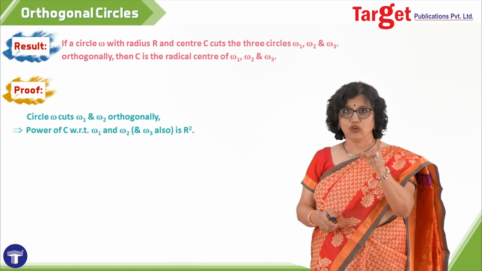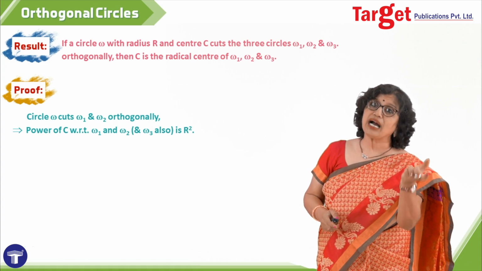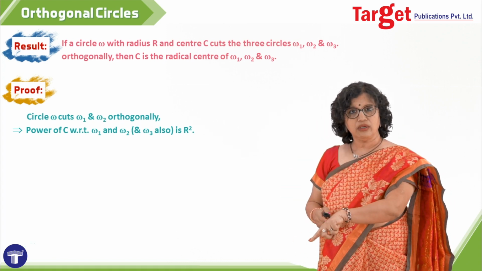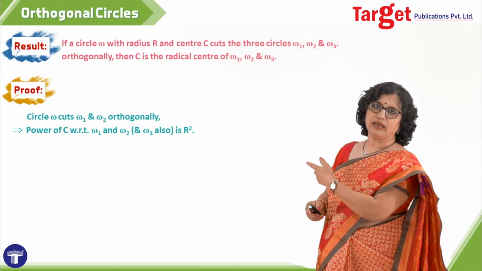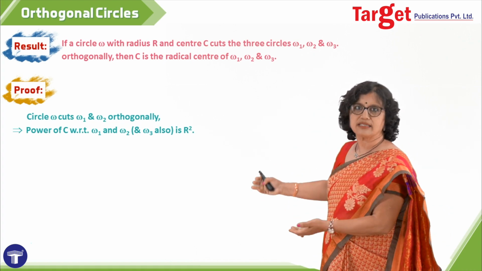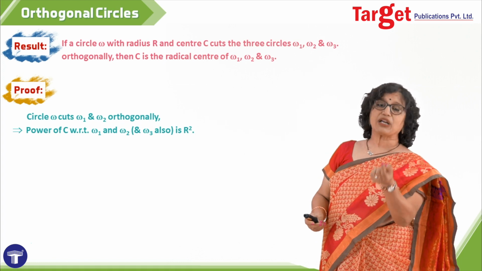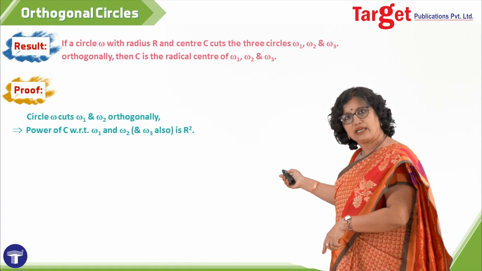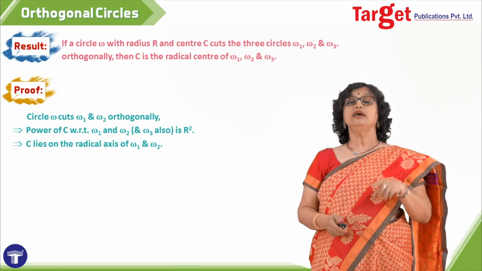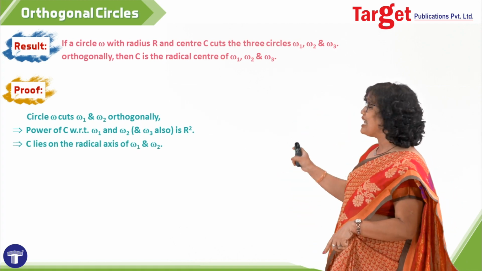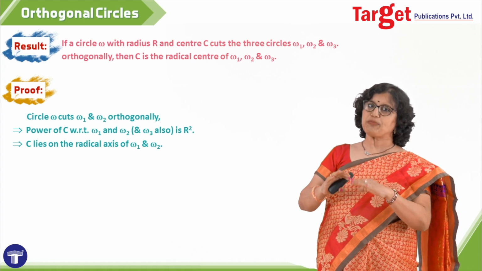Power of C would be R square. Now, circle omega cuts circle omega 2 orthogonally means again here power of C would be R square. So I can straight away write one sentence. Power of C with respect to omega 1 and omega 2 is R square. And not only that, it is for omega 3 also. So C lies basically on radical axis of omega 1 and omega 2 because powers are equal.